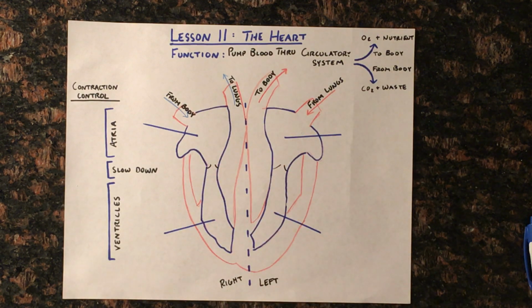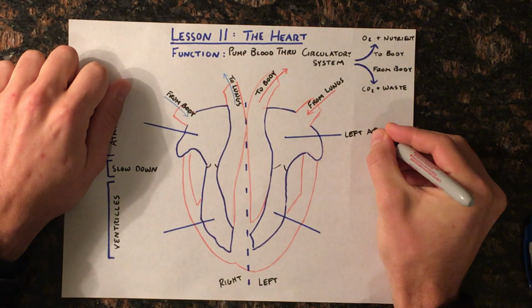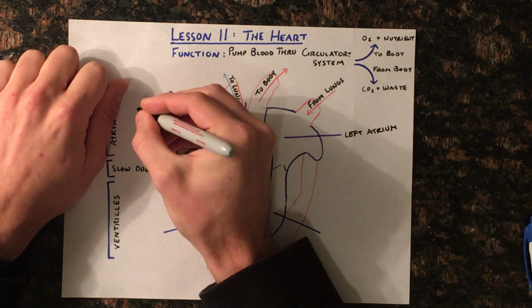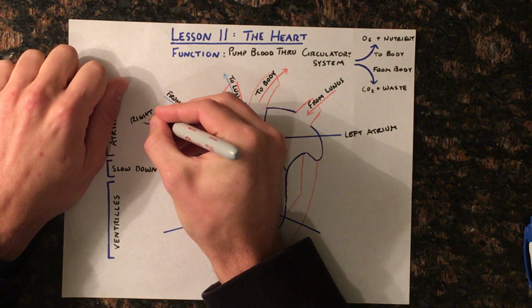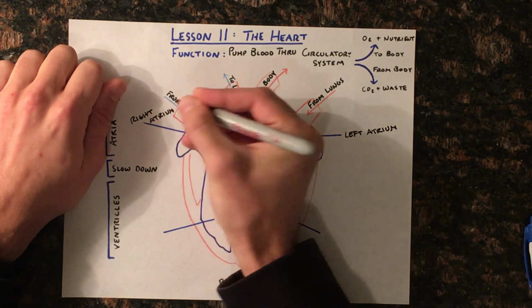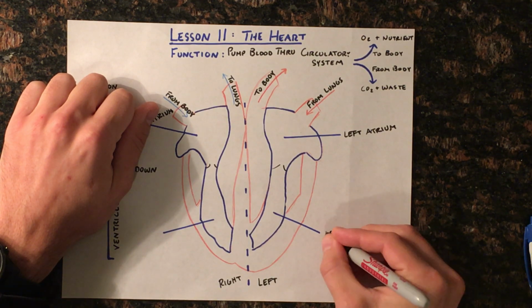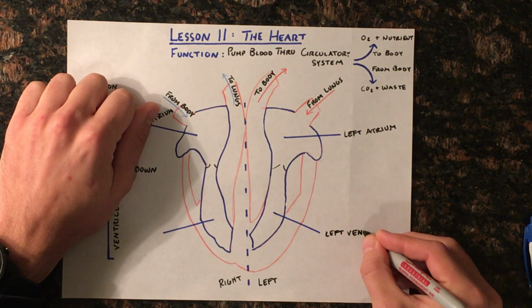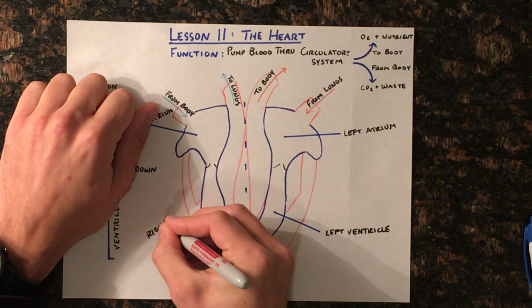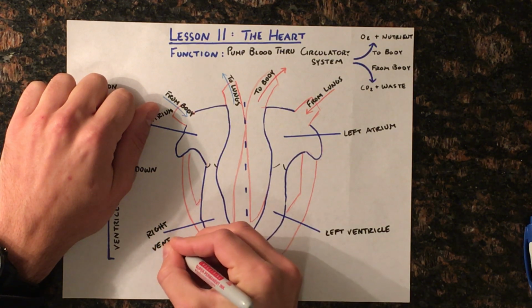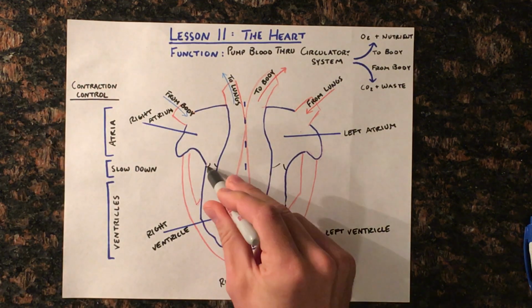The chambers at the top of the heart are going to be called the left and right atrium. And the plural of this would be atria. So it's really the left and right atria. And then the two chambers down at the bottom are what we would call the left and right ventricles. And then this is your right ventricle.